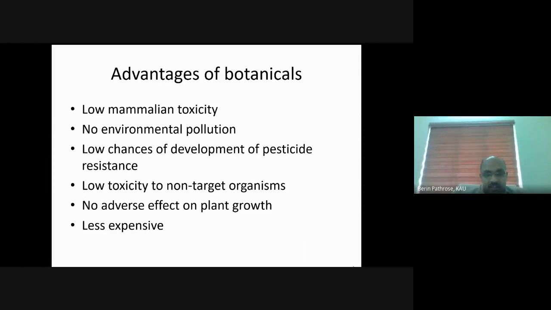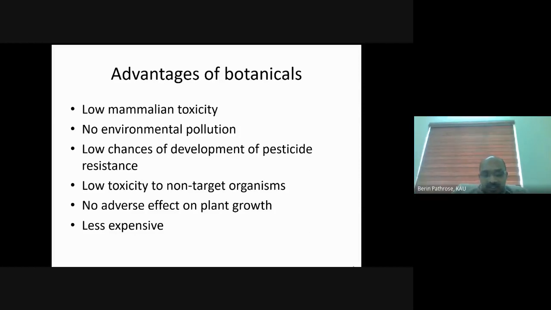salannin, etc. So usually, a botanical has several pesticide molecules. In the case of nicotine or tobacco, we usually say it contains nicotine. The pesticidal molecule is nicotine. Other than nicotine, it contains nornicotine, anabasine, etc. All these molecules have pesticidal properties.